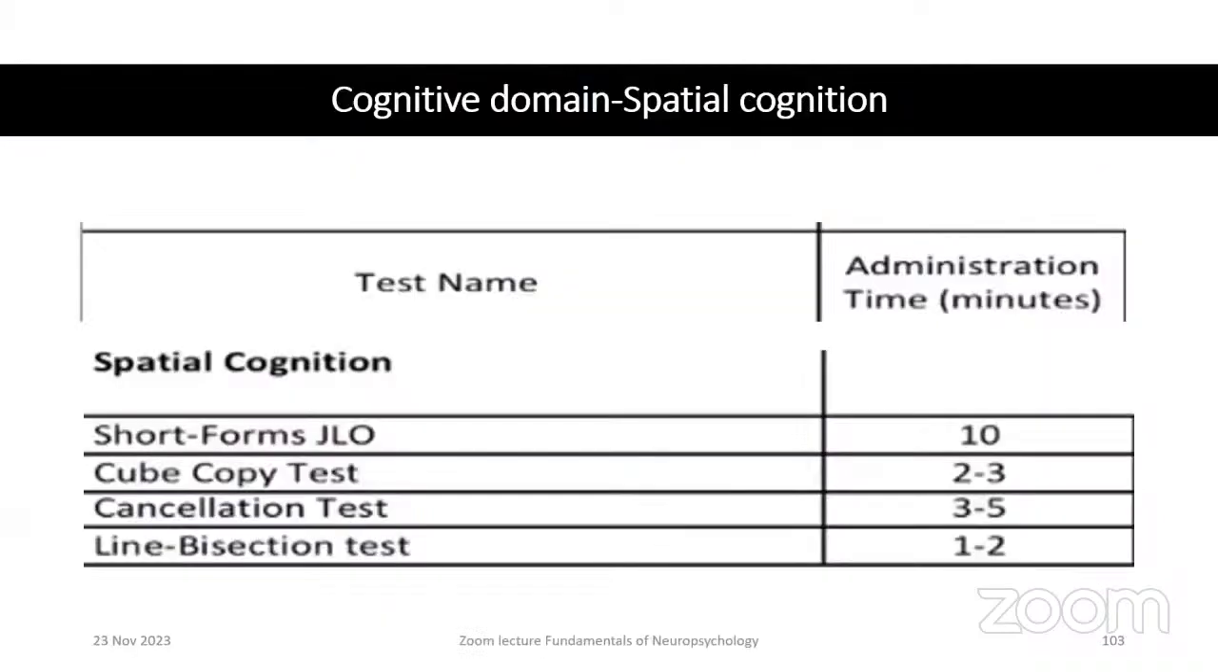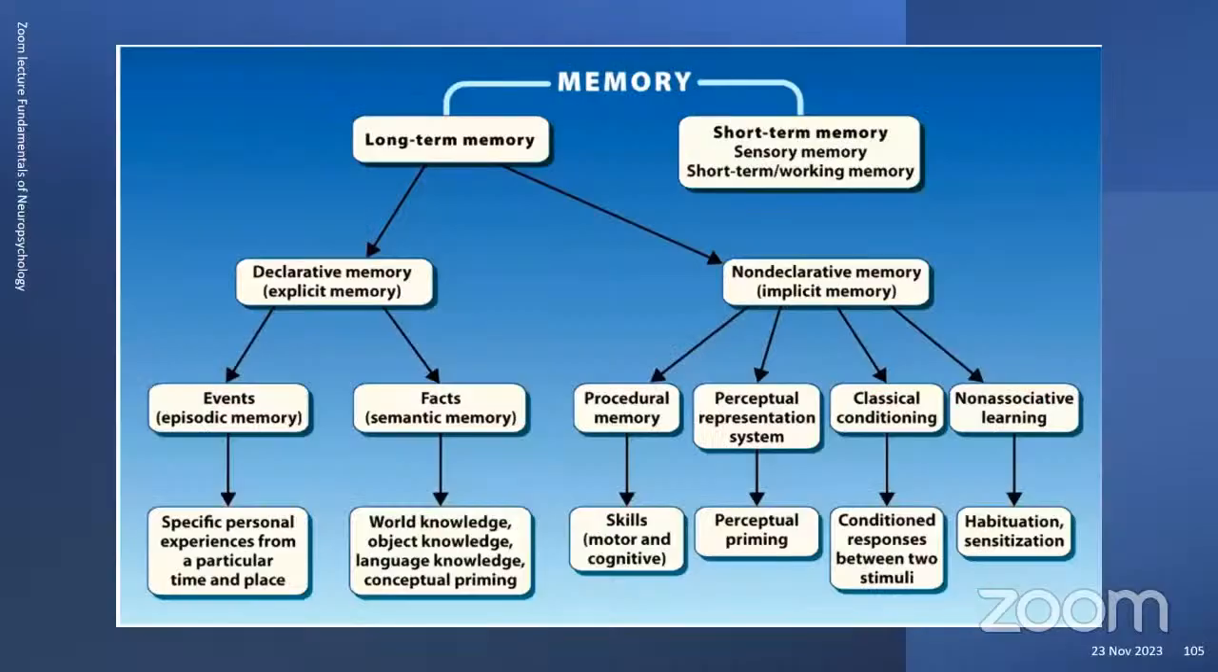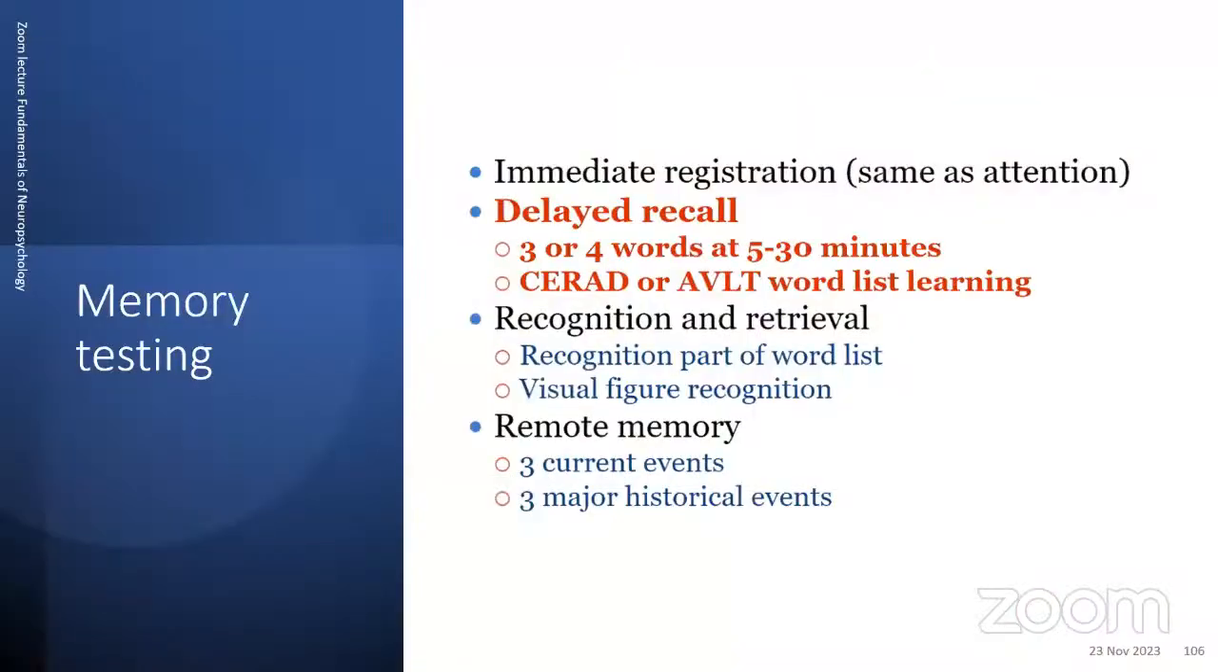The spatial cognition tests, your cube copy test, cancellation test, and line bisection test, will take a few minutes. Okay. Now we're going to the memory testing, which we have already read. Immediate registration. Delayed recall, 3 to 4 words at 5 to 30 minutes. The auditory verbal learning test, you can refer to it, note down all the words and practice. Recognition part of the word list, visual figure recognition. Remote memory, 3 current events, 3 major historical events.